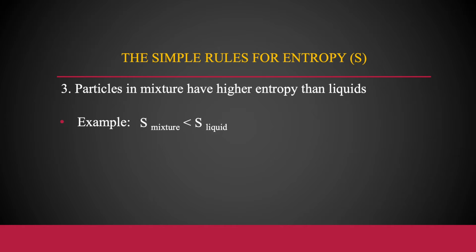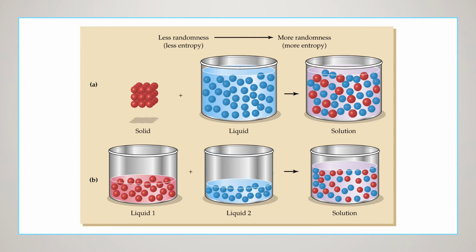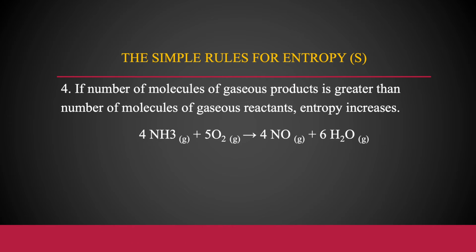The third rule of entropy states that liquids have lower entropy value than particles in a mixture. Here, we can see that the randomness has increased in both examples. Firstly, when we combined solid and liquid, and secondly, when we combine two different mixtures or solutions.